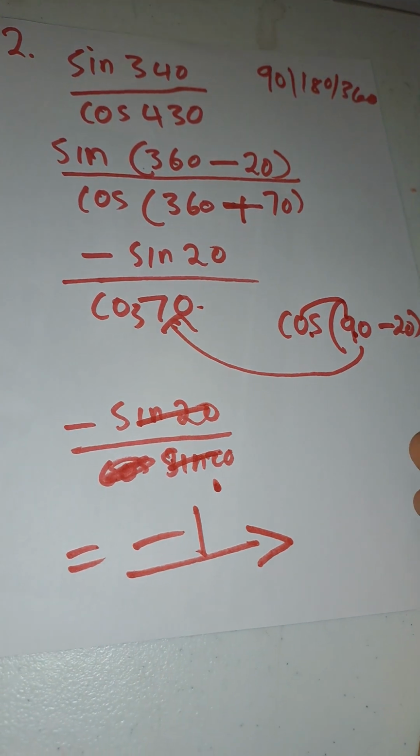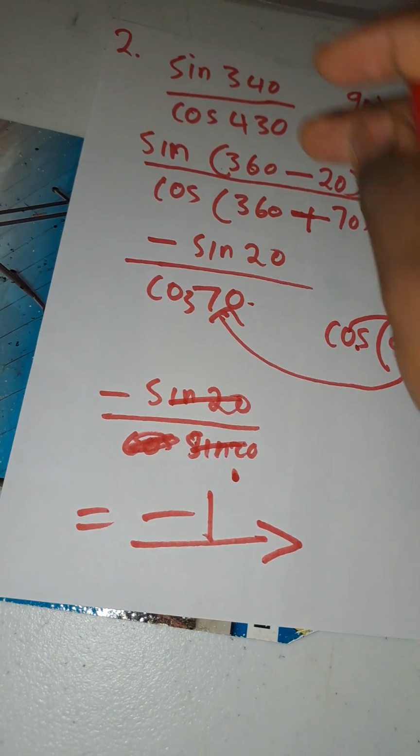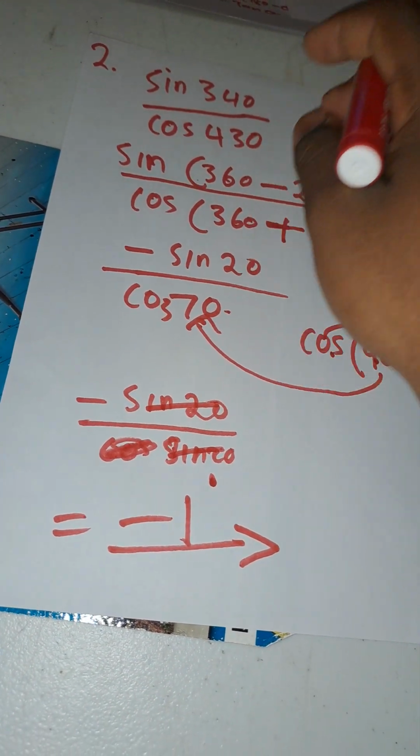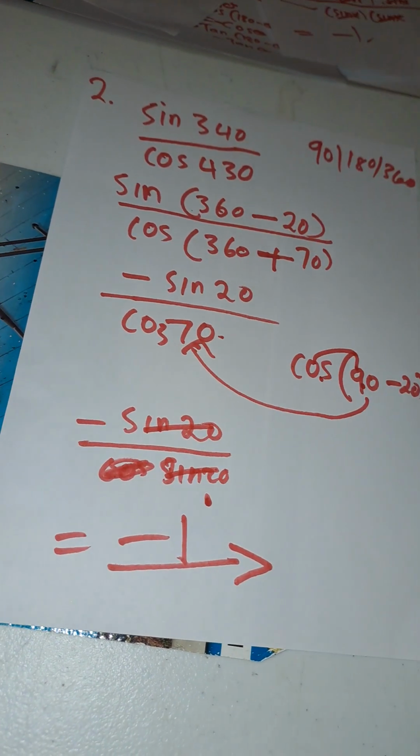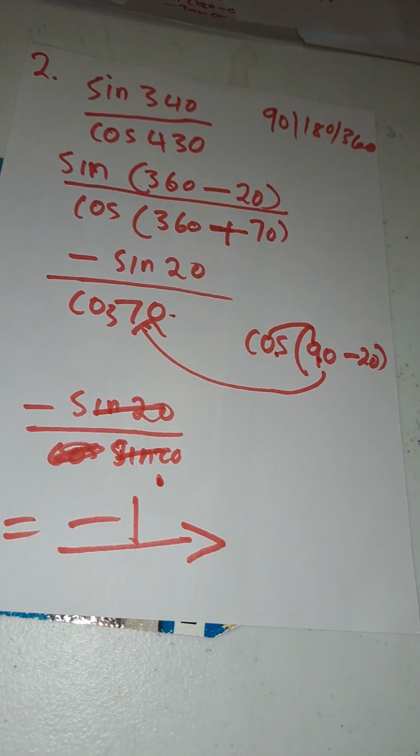We're done. Okay, so we'll be doing more examples where you have sine 240, tan 135, tan 120 over sine 150, sine 210, cos 330, whatever they have.